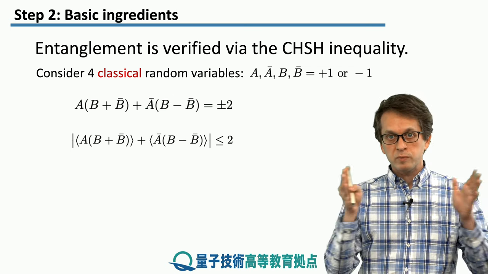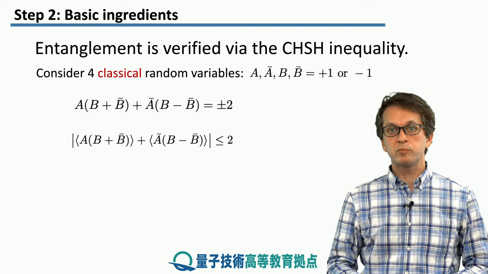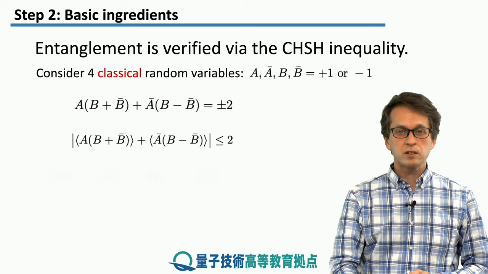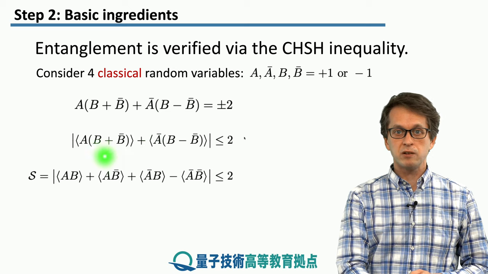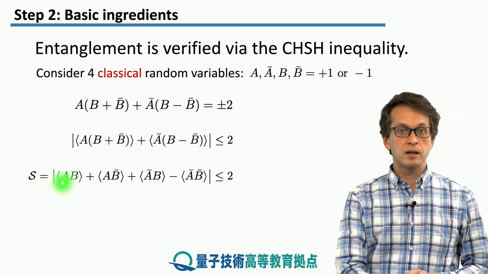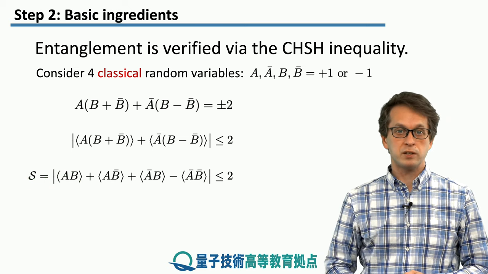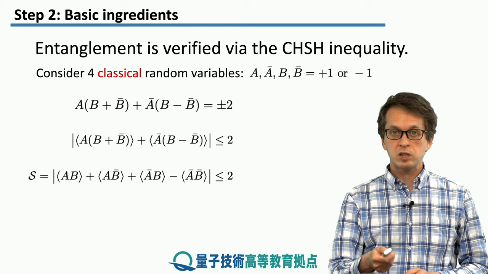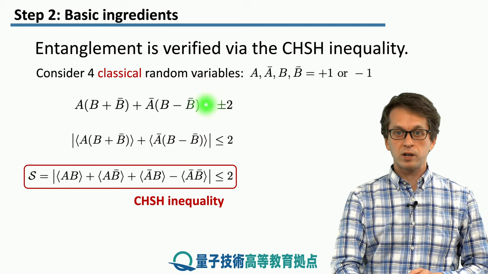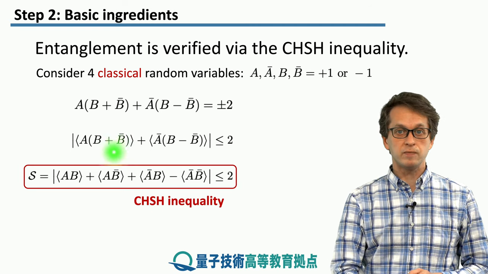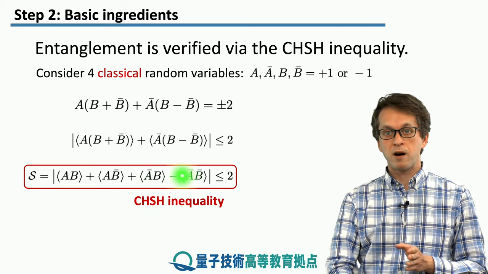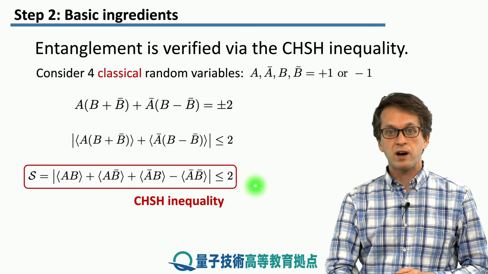And the expectation value will be somewhere in between, depending on the details of the probability distributions for these random classical variables. So we can just expand these expectation values over here, and what we get is the following expression, which we are going to denote by S and refer to as the CHSH expression. And that, as we said, has to be less than or equal to 2. And this inequality is known as the CHSH inequality. So any classical random variables A, A bar, B, B bar have to satisfy this constraint.